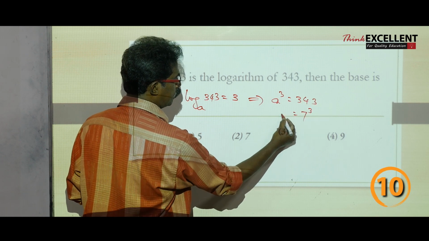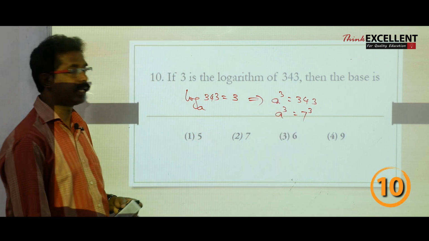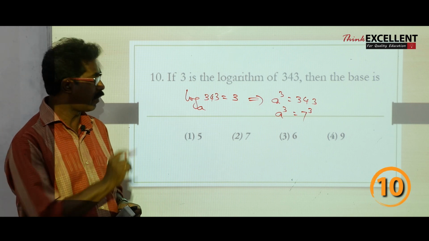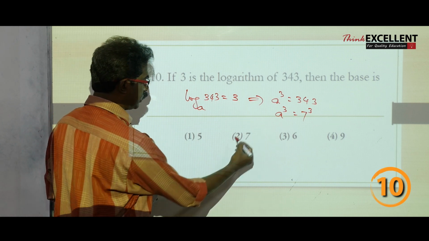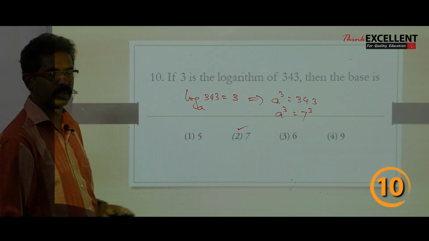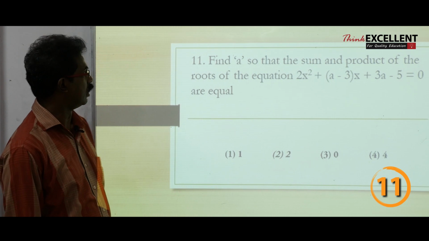343 is 7 cube. So you are getting a cube is equal to 7 cube. Powers are equal, so bases must be equal. So you are getting a is equal to 7. The second option is the correct one. Let us see the 11th question.